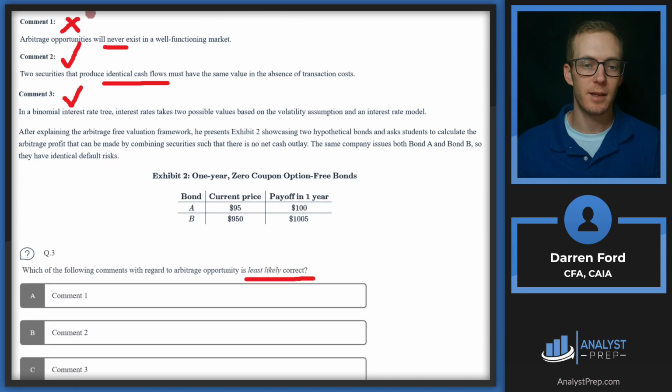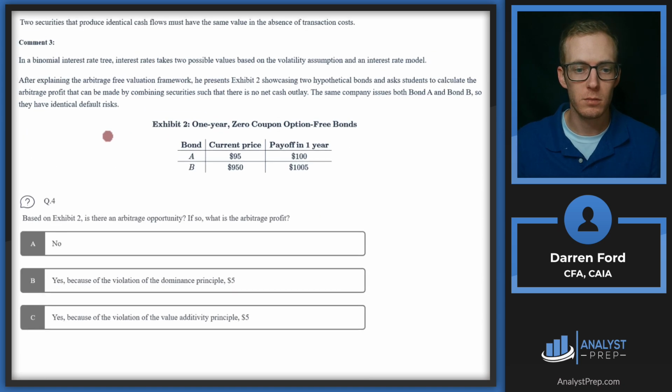So all that said, comment 1 looks inaccurate, comments 2 and 3 look good, so it looks like we can choose answer A. Comment 1 is least likely correct. All right, question 4. Based on Exhibit 2, is there an arbitrage opportunity? If so, what is the arbitrage profit? So we've got no arbitrage, yes, because of the violation of dominance principle, $5, or yes, because of the violation of value additivity principle, $5.